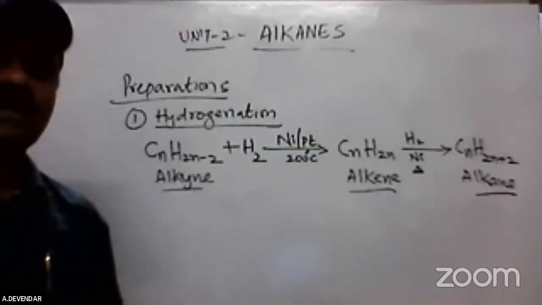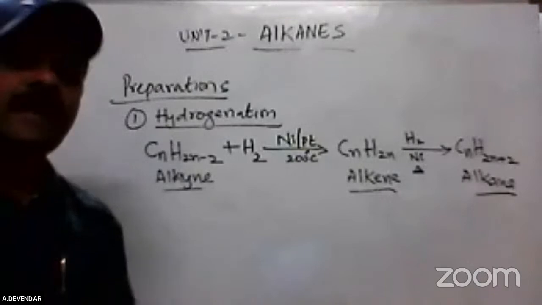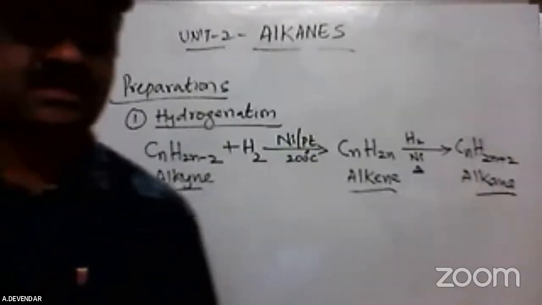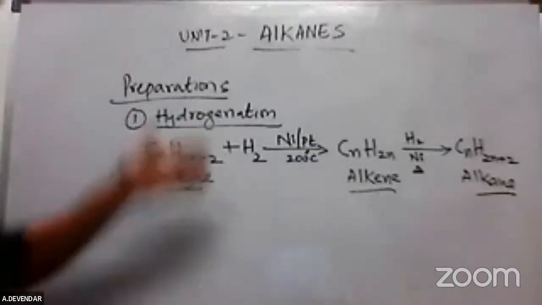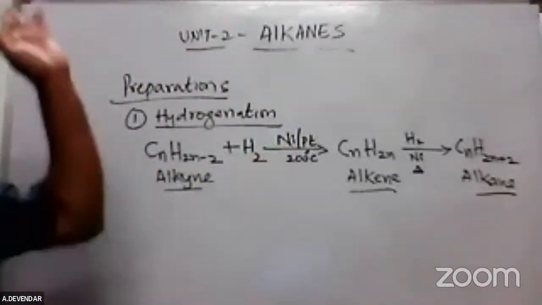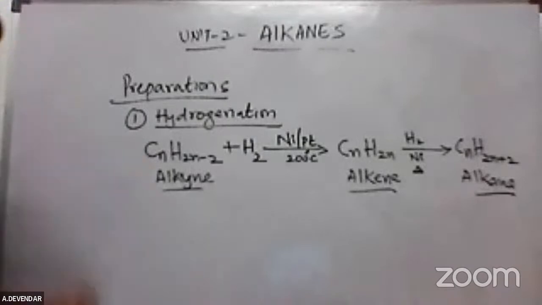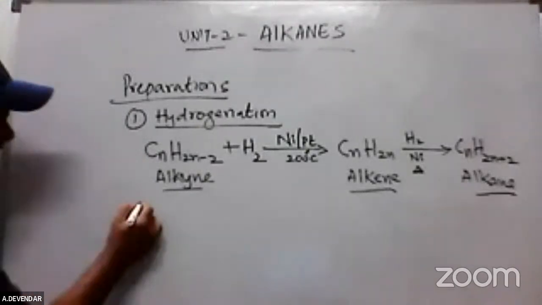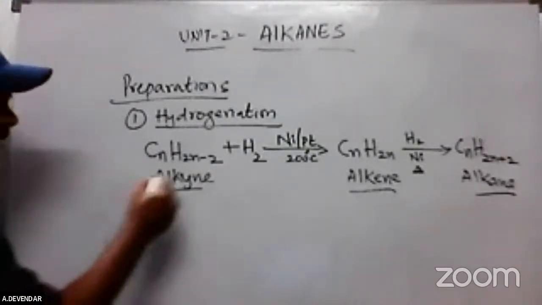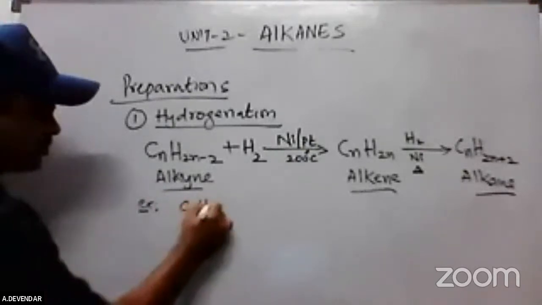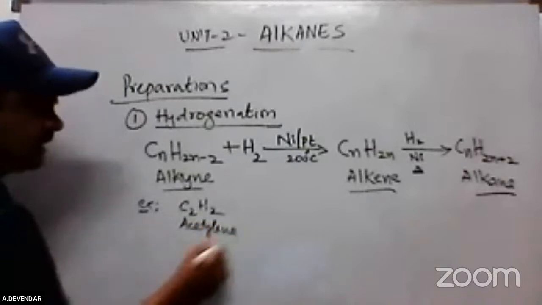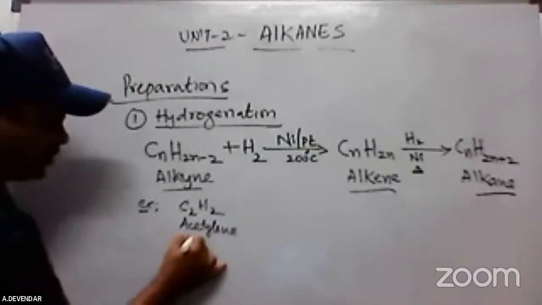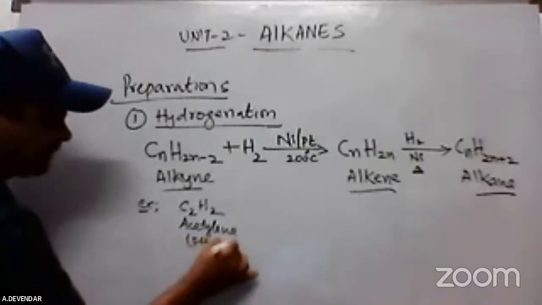One preparation is over. Why? Because in the general method of preparation, you have to write at least 3 preparations. This one is repeated in the alkenes as well as the alkynes, also in the properties. In that, you can take one example: C2H2, which is acetylene. The IUPAC name is ethyne.